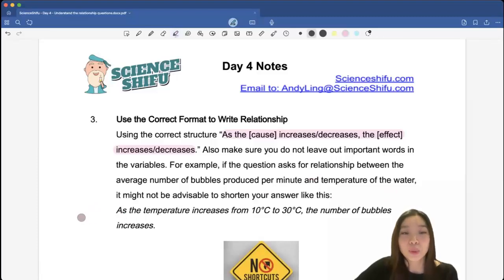One more thing to highlight is to make sure that your children are copying down the entire variable. For example, if we have the variable average number of bubbles produced per minute, do not just write the number of bubbles. Similarly, if the variable is the temperature of the water, do not just write the temperature. Ensure that students are copying down the entire variable without any shortcuts.